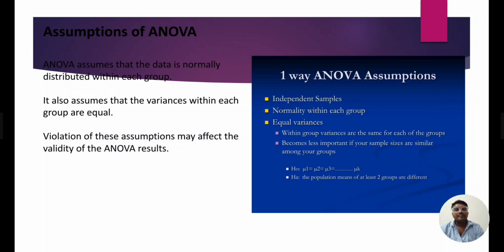Assumptions of ANOVA. ANOVA assumes that data is normally distributed within each group. It also assumes that the variances within each group are equal. Violation of these assumptions may affect the validity of ANOVA results.